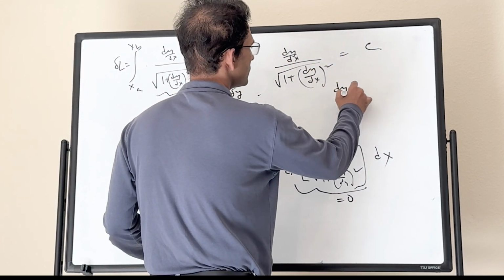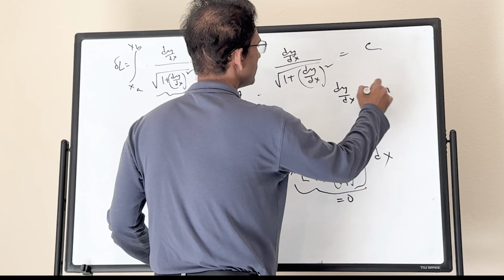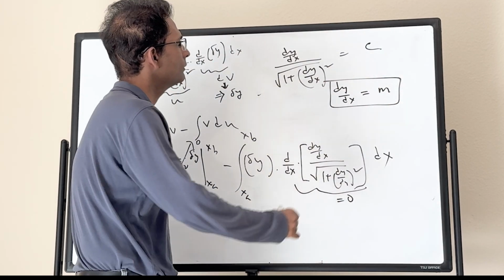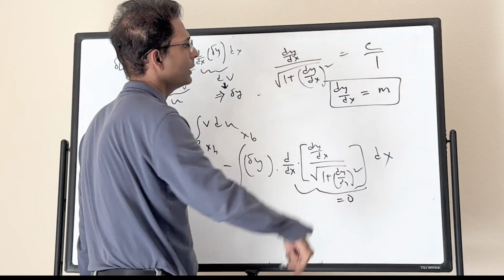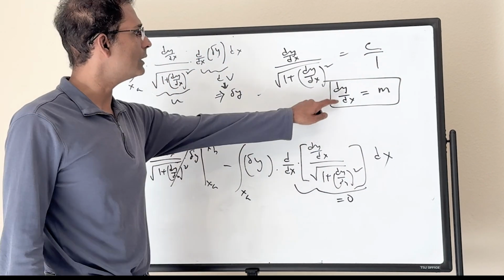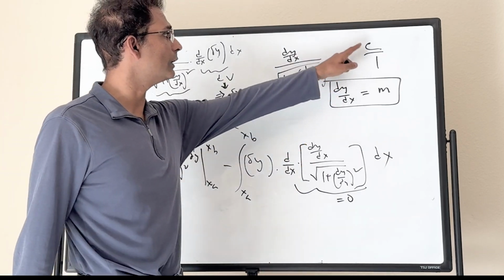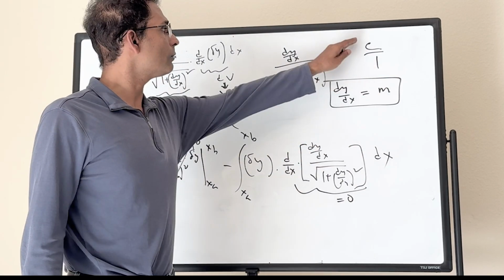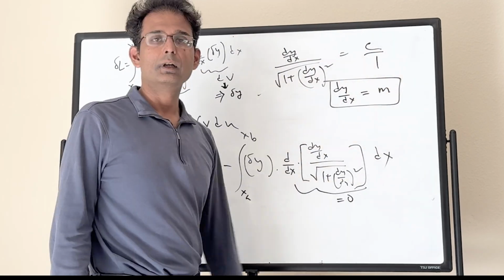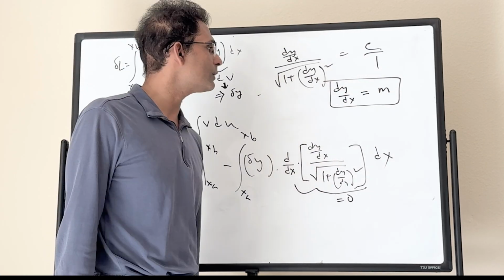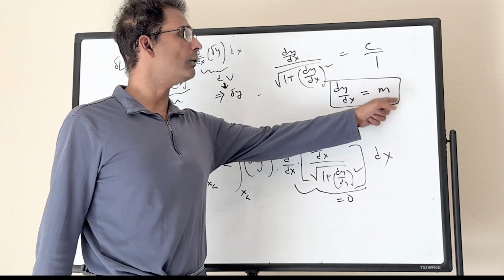Now you can do cross multiplication and so on, and solve for dy/dx, and you'll see that dy/dx turns out to be another constant, m. m is a function of c. You can just do cross multiplication and solve for dy/dx, which should turn out to be a constant involving c. I don't know c, so there is no reason to write the constant in terms of c. So I give it a new name. I call it m. Now dy/dx is equal to m.